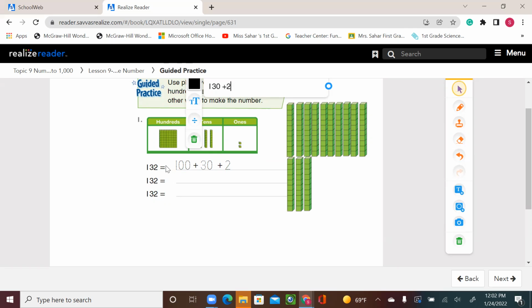So as you see, I broke apart the 100 to tens. So now I have 13 tens, which is 130, and the 2 ones remain the same.